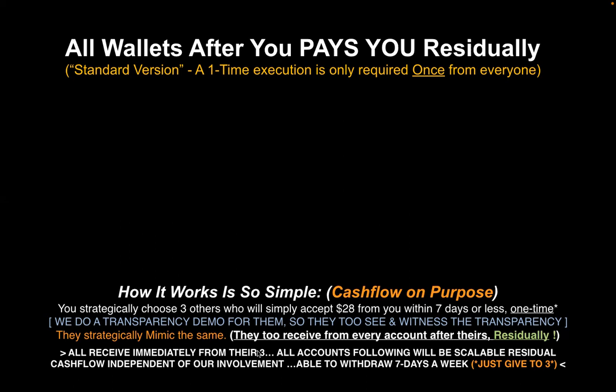When do you have access to be able to withdraw your money? 7 days a week. As your money is $50 or more, you're able to withdraw every single penny.